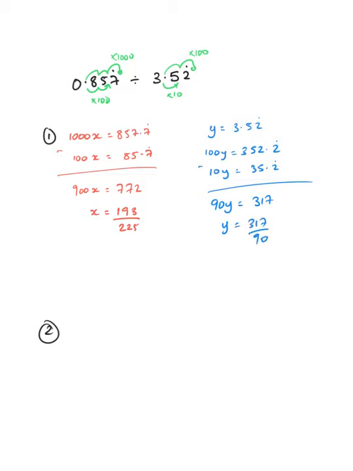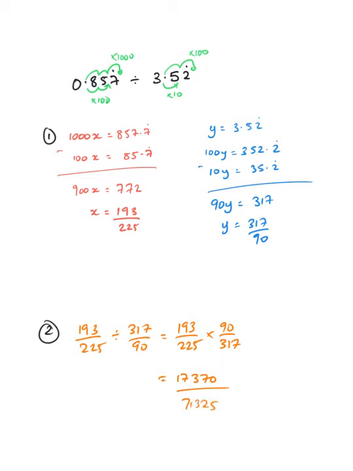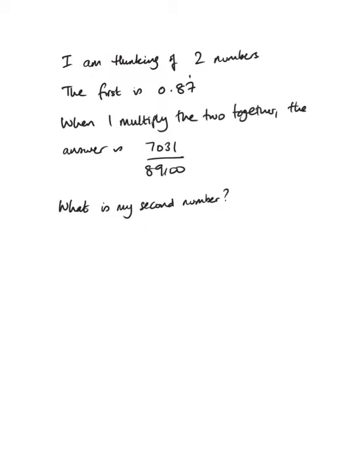Now if you remember with fractions, for divide we leave the first fraction alone and turn the second fraction upside down, so it's the same as 193 over 225 times 90 over 317. Then as I did before, work out 193 times 90, which is 17,370, and separately work out 225 times 317, which is 71,325.